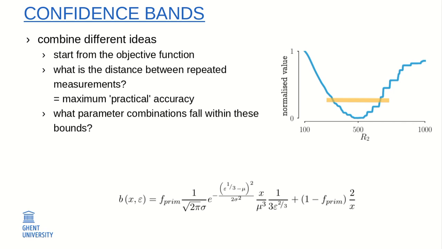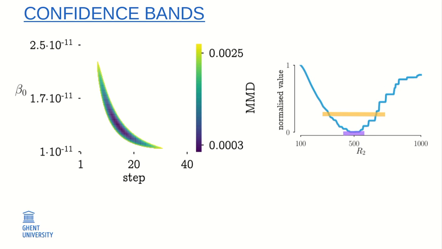For instance, if you look at the figure on the top right, the average distance between repeated measurements is denoted with a yellow line. The whole range of R2 values for which the objective function value is lower than that average indicates the range of parameters for which the simulated particle size distribution is within measurement error of the measured one. If you now have this distance, you can look at all the parameter combinations that fall within these bounds. The plot on the left indicates this whole range of experiments for which the simulated particle size distribution falls within measurement error of the measured particle size distribution.